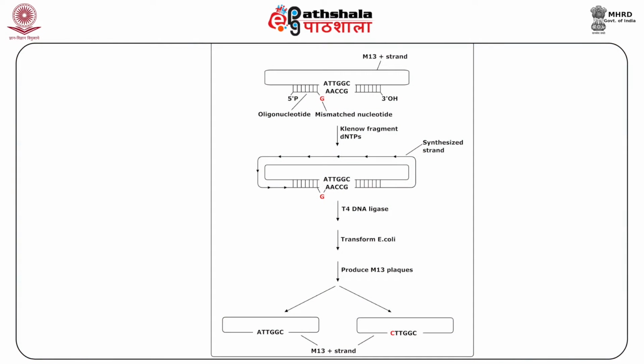We can see in this figure how this modification has been made. M13 is serving as the template. This, shown in red, is the mismatched nucleotide. This is the oligonucleotide harboring this mismatch. This mismatched nucleotide which is being harbored by this oligonucleotide is basically going to check for the change in DNA and then the change in the protein which we require.